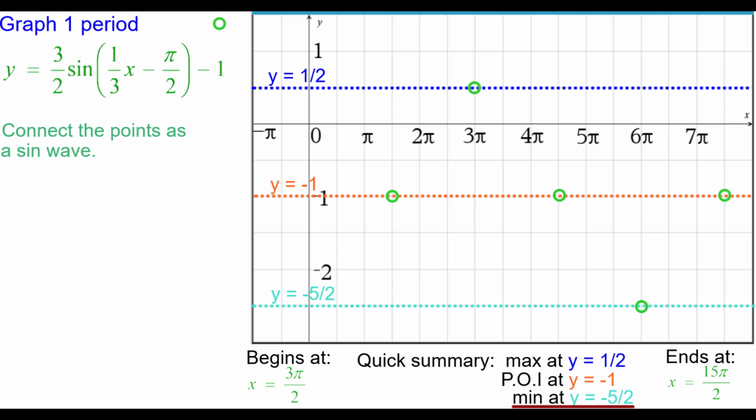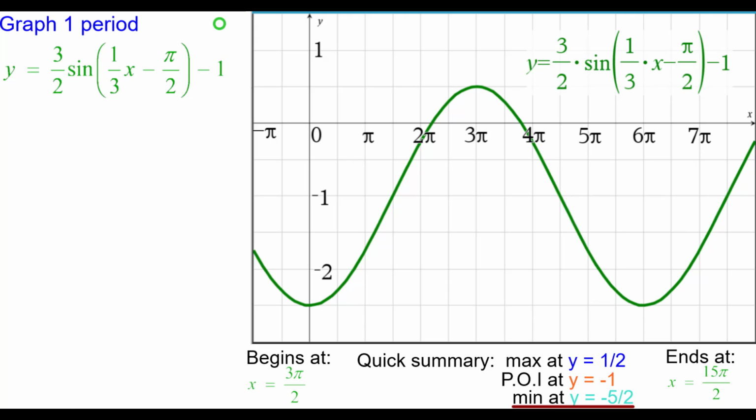Connect the points as a sine wave. So that's frown or concave down, smile or concave up. And we only want one period, that would be fine for these complicated ones. And this is what it looks like in a beautiful sine wave.